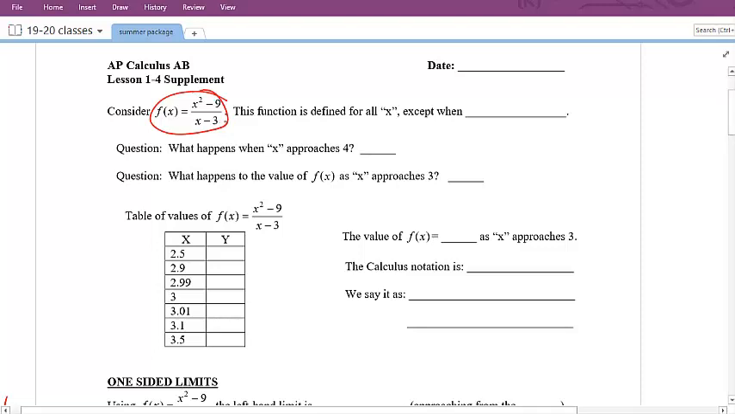And if you said, yeah, we're supposed to look in the denominator and make sure that it can't equal 0, you are definitely correct. So this is true except when x equals 3, because that of course gives the denominator being equal to 0, and therefore it makes it undefined. So my question to you is, what happens when x approaches the value of 4?